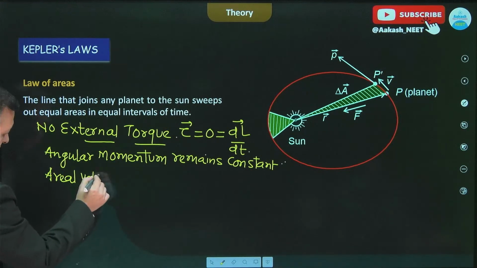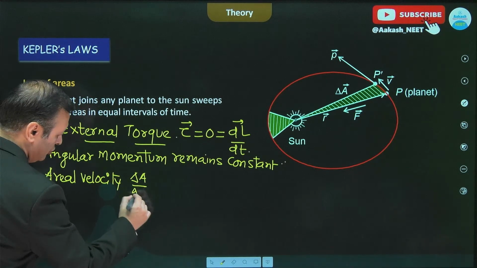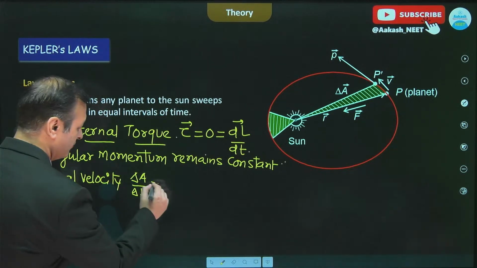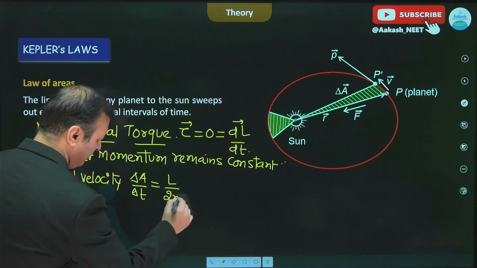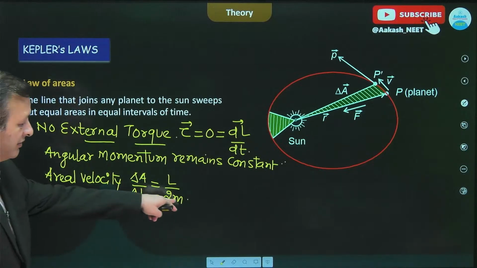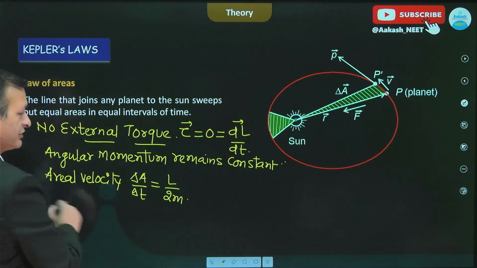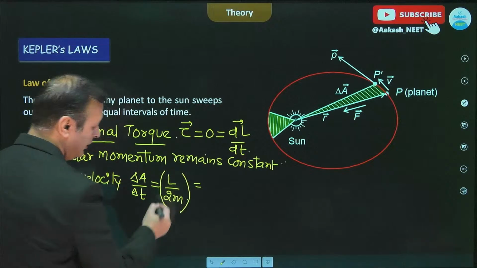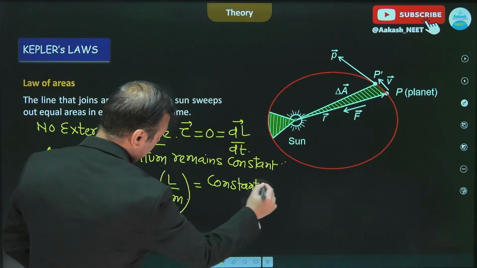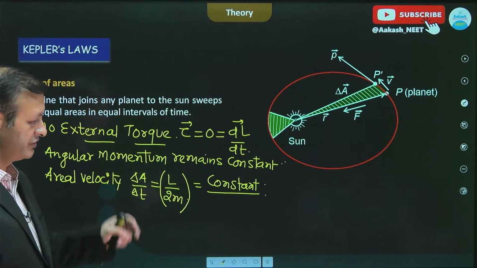The law of areas says areal velocity, that means the rate at which you are sweeping out area, that is delta A by delta T, is basically defined as L by 2m, where L is the angular momentum and m is the mass of the planet. So if angular momentum remains constant, the whole L by 2m remains constant, and that clearly says this areal velocity remains constant.